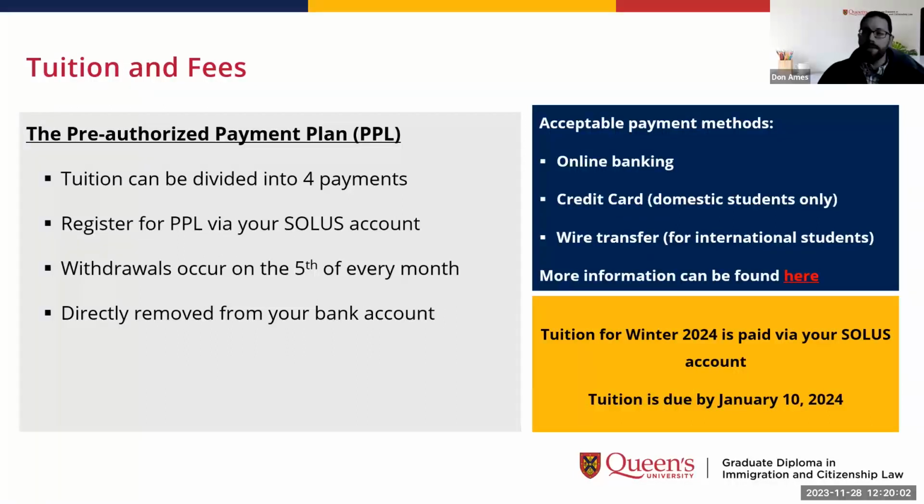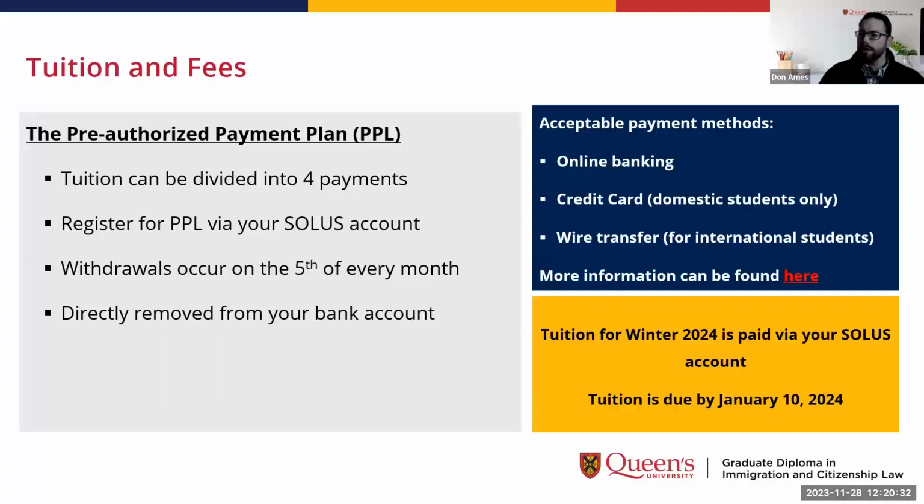Withdrawals occur on the 5th of every month, except for January. That first payment will come out on the 10th. And then for February, March, and April, the equal installment will come out on the 5th. And again, that's just pulled directly from your bank account. So you'll have to link banking information within Solus as well, should you apply for and be approved for the PPL. Again, the PPL is something we don't manage. Fees@queensu.ca, you'll be able to receive additional information about this opportunity for our students.